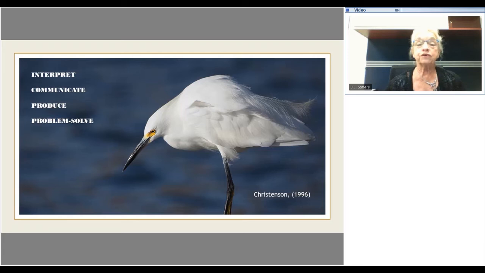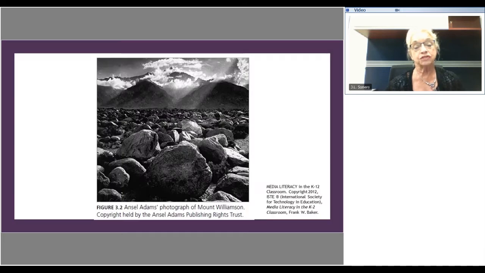As an example of interpretation, I have one that I want to share with you. This is an Ansel Adams photograph, and if you dabble in photography at all, you're probably quite familiar with his look and the appeal of it. Take a moment to look at it and think about what might be the meaning behind this photograph. This is from an ISTE document, International Society for Technology in Education.